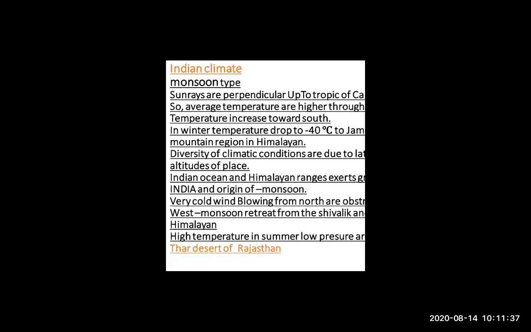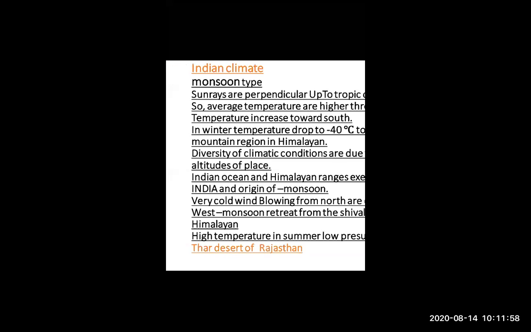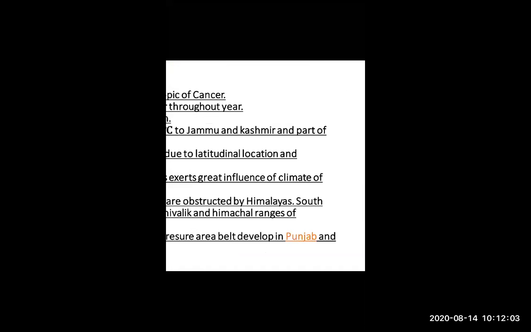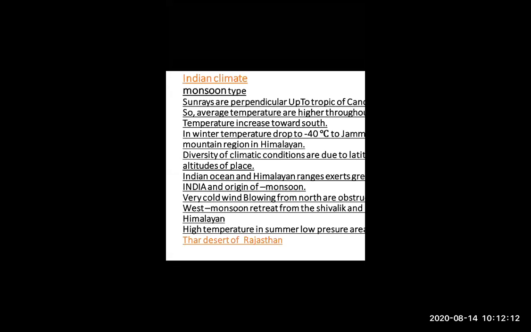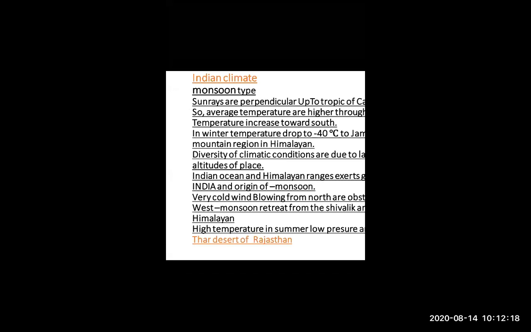Sometimes when you are going to tourist places in mountainous regions like Matheran or Himalaya, there is always a cold wind blowing. Why? Because of the mountainous region. Very cold winds blowing from the north are obstructed by the Himalaya, and the southwest monsoon retreats from the Shivalik and Himachal ranges of the Himalayas. Just look at this part, students.